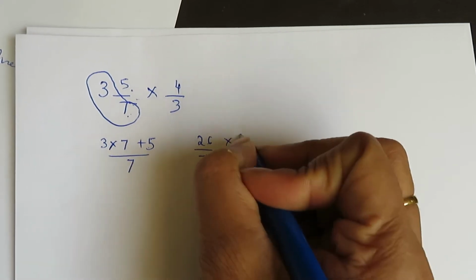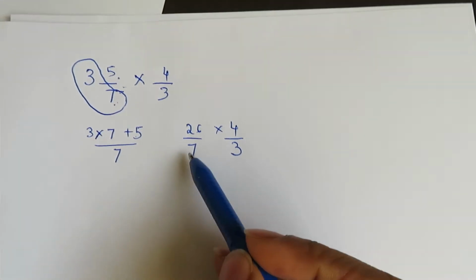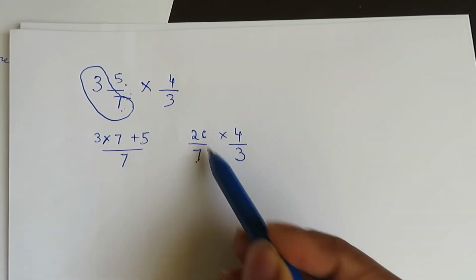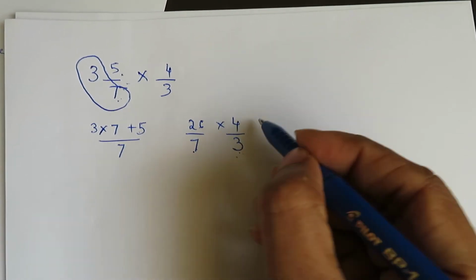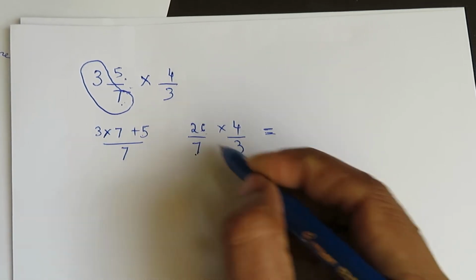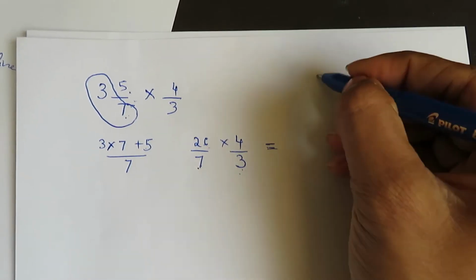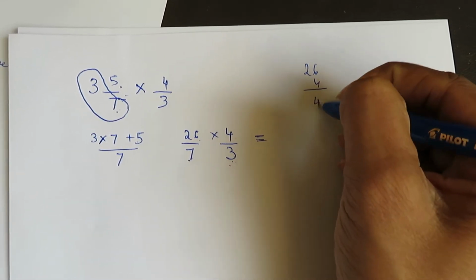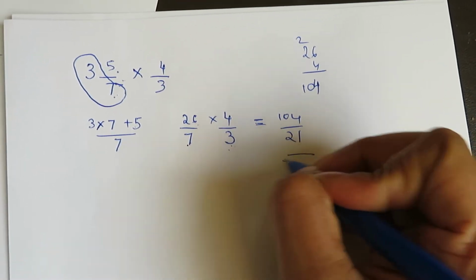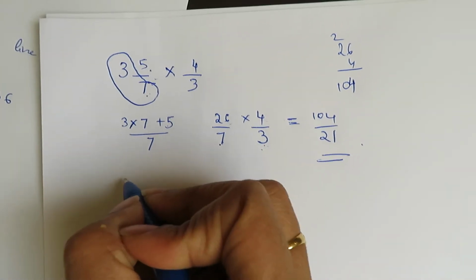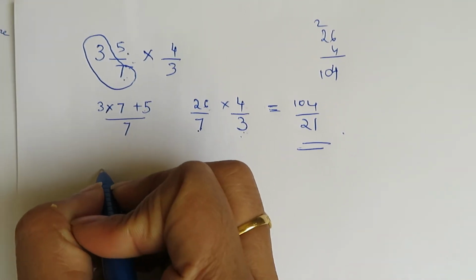26 over 7 into 4 by 3. Now, any relation between 26 and these numbers? No. Any relation between 4 and these numbers? No. So what do you do? If there is no cutting possible, you simply multiply the numbers. 6 4s are 24. So 104 divided by 21 is the final answer here. Clear? I'll show you how to do one more mixed fraction conversion.